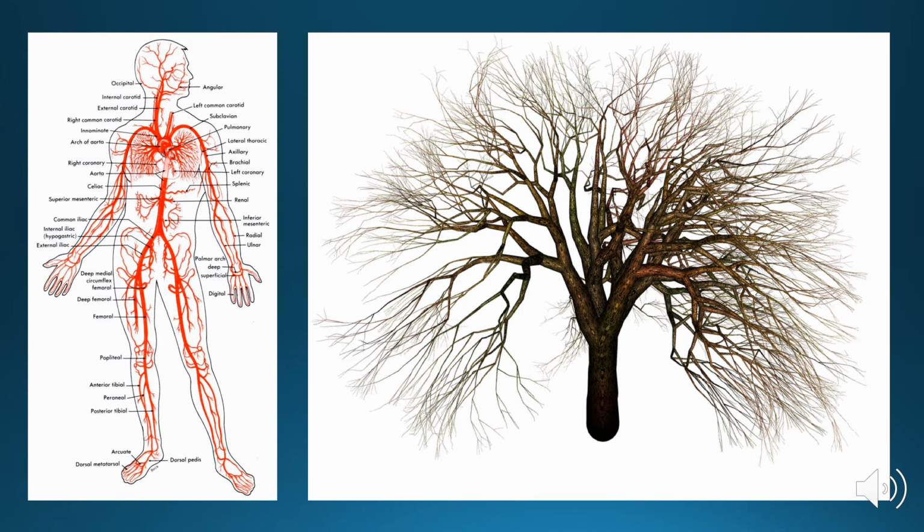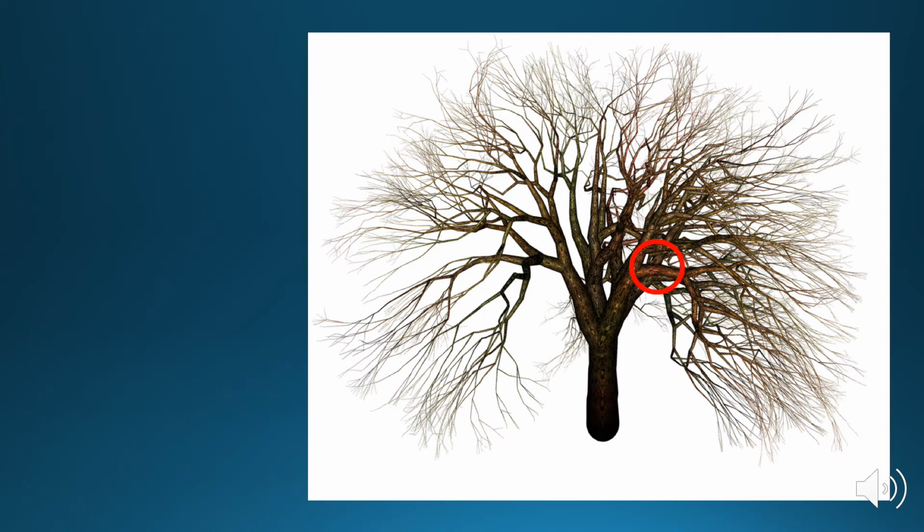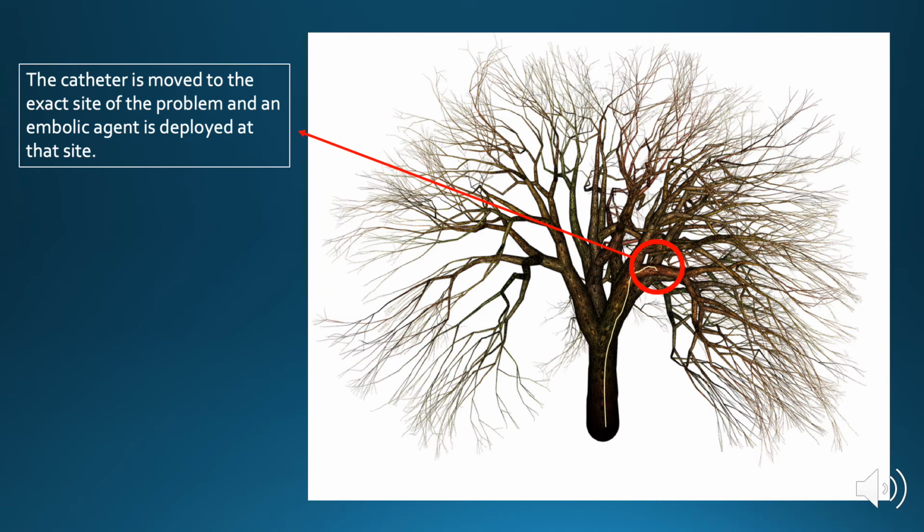Obviously, an important part of learning about embolization is understanding the technique and the materials that we use for these procedures. Throughout history, a lot of people have referred to the arterial system as an arterial tree, so why don't we just go with that analogy? Let's look at two different types of pathology that we might treat. The first can be highlighted by this red circle. It doesn't matter what the pathology is, let's just say it's located there. In this particular case, we can take a catheter and move it from the bottom of the tree to the exact site of the problem, and we can then deploy an embolic agent at that exact site.